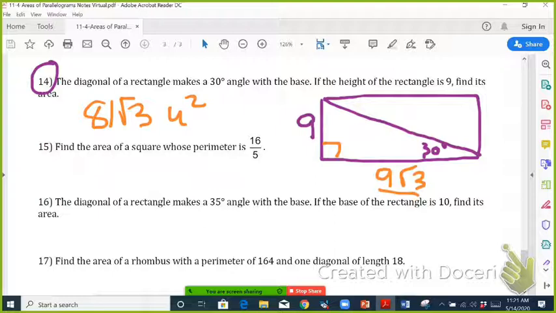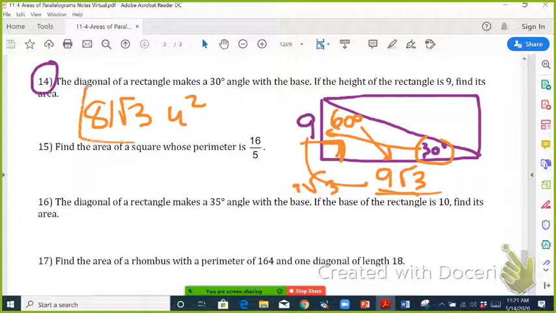Now the reason why that was 9 root 3 is because this is a 30, 60, 90 triangle. We know that this angle is 90 here because it's a rectangle, and we know that this angle is 30 because it's given. So the side across from 30 is 9. So the side across from 60 has to be root 3 times that side length. So when you do 9 times 9 root 3, you get 81 root 3 square units.